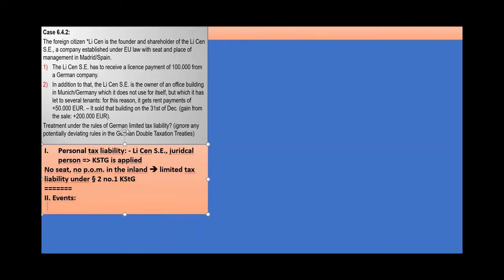First, personal tax liability. The taxpayer here, the person who gets the income, is the Licenz SE, a juridical person. So KStG is applied. No seat, no place of management in the inland. So that is limited tax liability under paragraph 2 number 1 KStG. So personal tax liability has been dealt with, and now let's go to the events.